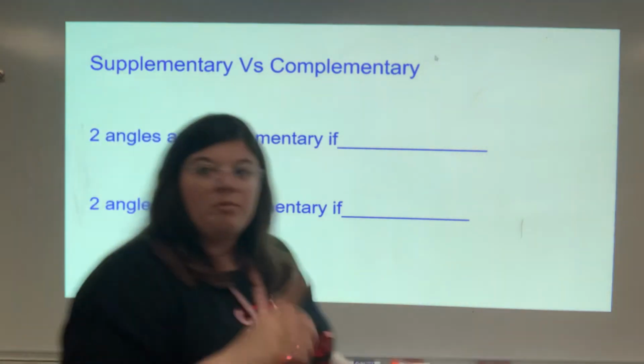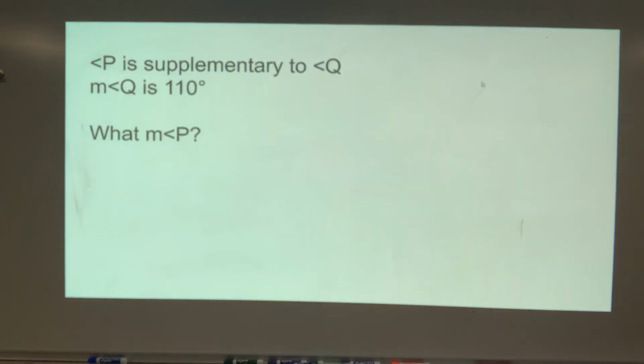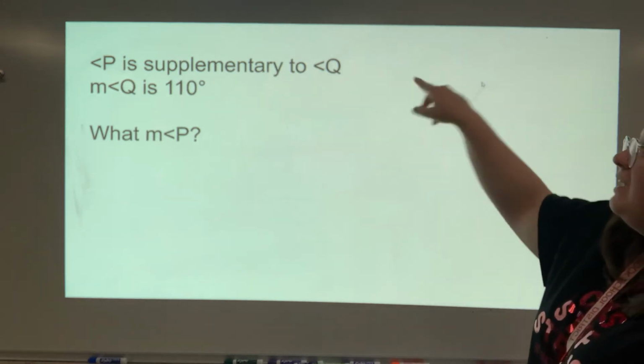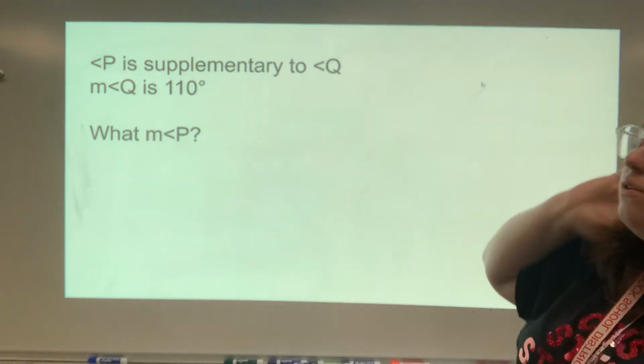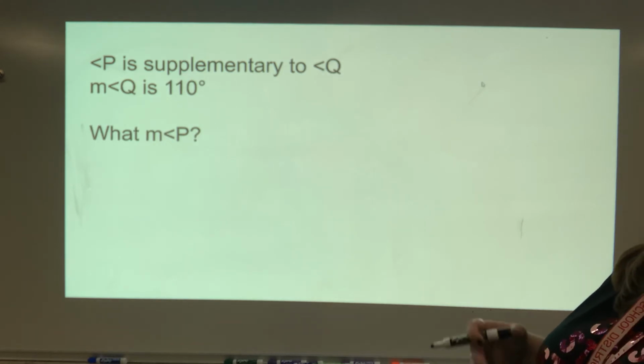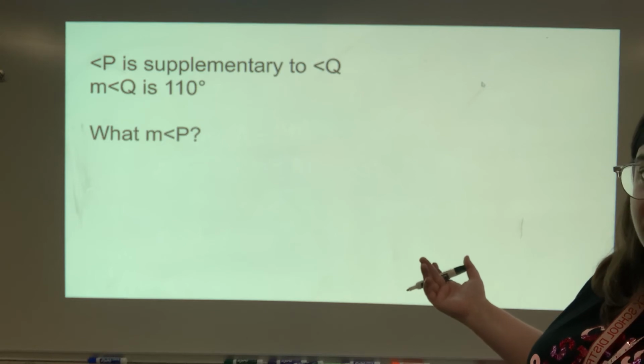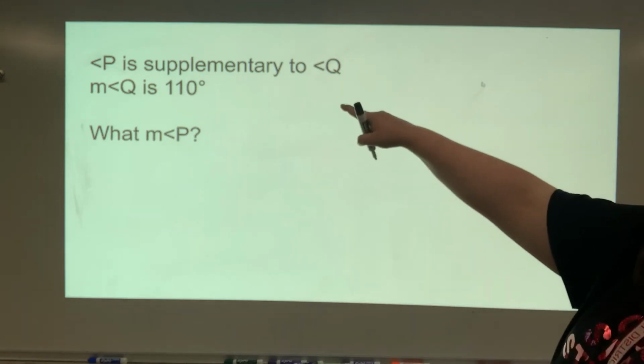All right, I've got a couple more things left. We're doing good. Okay, just a quick example. If P is supplementary to angle Q and you know that angle Q is 180 degrees, we're looking to find the measure of P. Can I draw a quick picture of this? Yeah, let's do that.